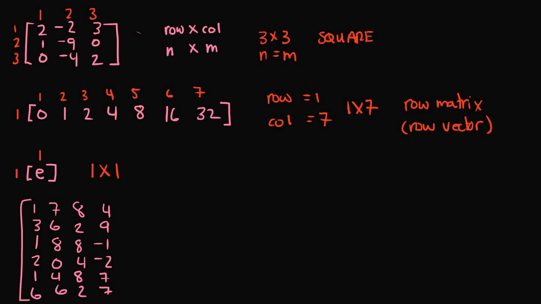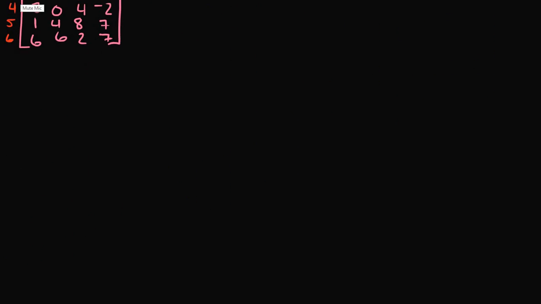What if we had this matrix? Well, let's count the number of rows. We have 1, 2, 3, 4, 5, 6 rows. We have 1, 2, 3, 4 columns. So the number of rows equals 6, and the number of columns equals 4. So this is a 6 by 4 matrix. Cool, so let's actually scroll down a little bit and do another example.